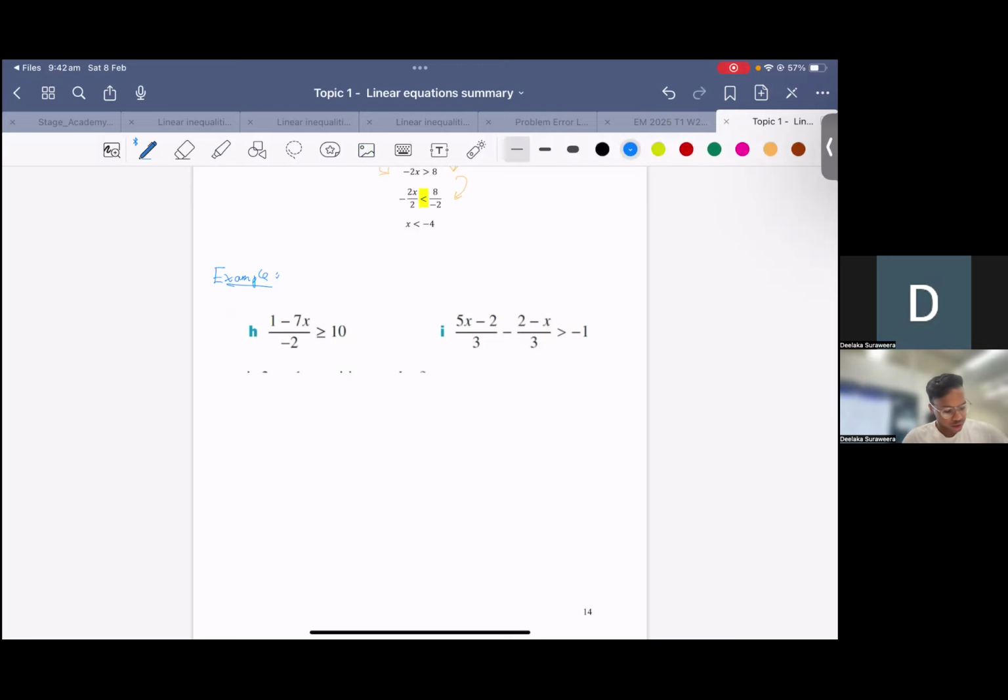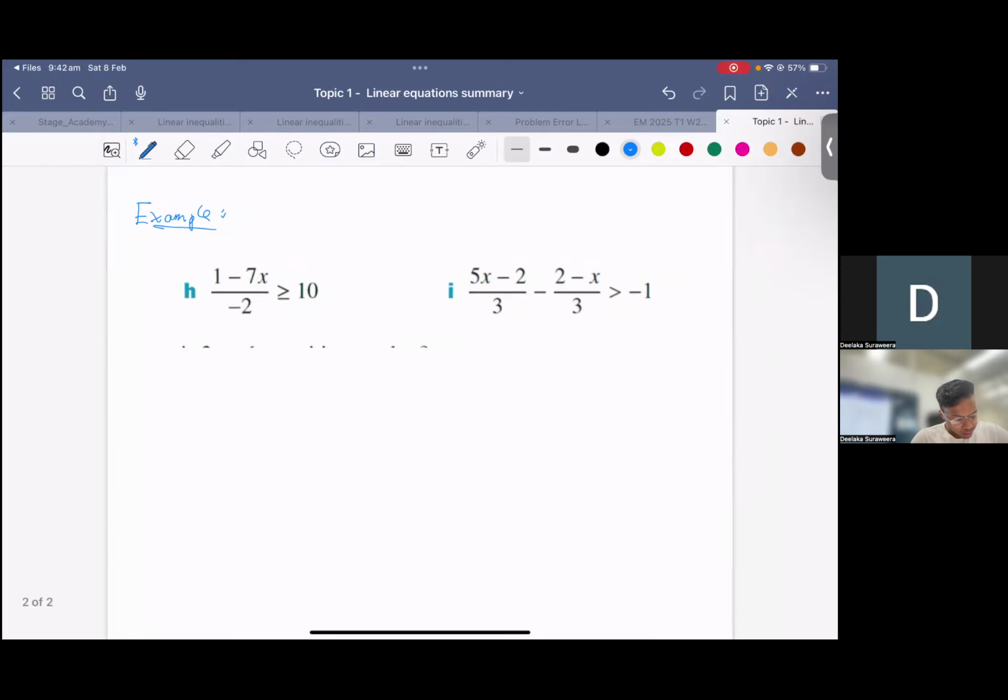All right, so here's how you approach this question. You have (1 minus 7x) divided by negative 2 is greater than or equal to 10. You have this divide by -2, you want to get rid of that. You don't like fractions, so you multiply both sides by -2. When you do that, this fraction goes away and it becomes 1 minus 7x, and this becomes, sorry, not greater than. Because it's multiplied by a negative, it switches to less than or equal to 10 times -2, which is -20, right?